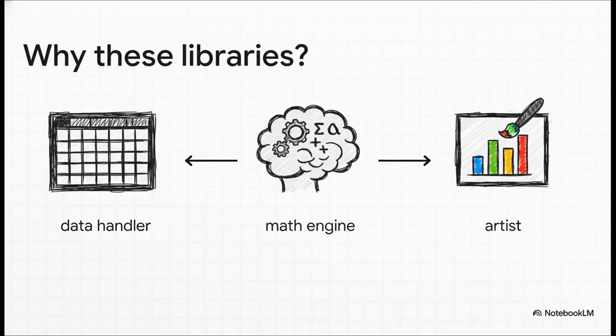So why these three in particular? Well, Pandas is our go-to for handling data. It lets us load our data set and work with it in a nice, clean table, kind of like a super-powered spreadsheet. NumPy is our math workhorse. It's essential for all the heavy-duty number crunching. And finally, Matplotlib is our artist. It's what we'll use to draw charts and actually see how well our model did at the end.